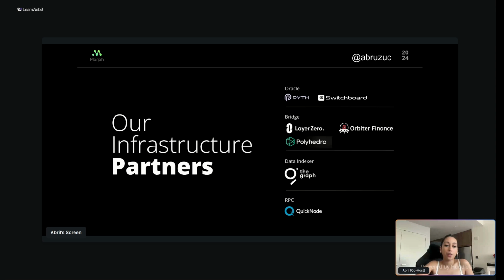We also partner with a lot of different protocols, like for bridge, I would say LayerZero, which is very well known, Orbiter Finance, Polyhedra, for data indexer, The Graph, for RPC QuickNode, and for oracle, Switchboard and Pyth. But we are going to have way more integrations coming soon. We are going to partner with infrastructure that is going to make it easier for developers to build on our chain. So as I said, we really support our ecosystem. So we listen to builders. If they want to use some infrastructure specifically, we are going to listen and try to integrate it into our chain soon.